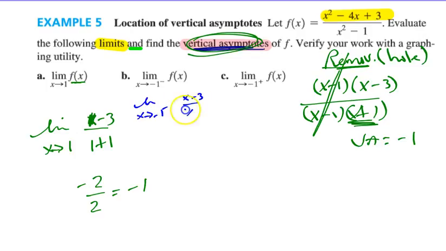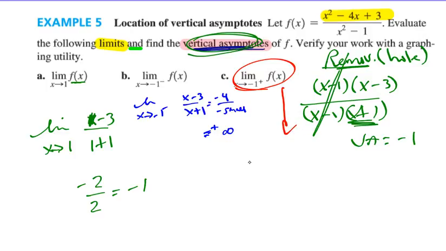For this guy, the limit as x approaches negative 1 from the left, again, the function is x minus 3 over x plus 1. In the numerator, if I throw in a negative 1, I'll have negative 4 over, and this is going to be a really, really small negative number. So negative by negative is positive infinity. And then for the last one, it's going to be similar. It's going to be negative 4 over a positive small number, and that would be negative infinity.